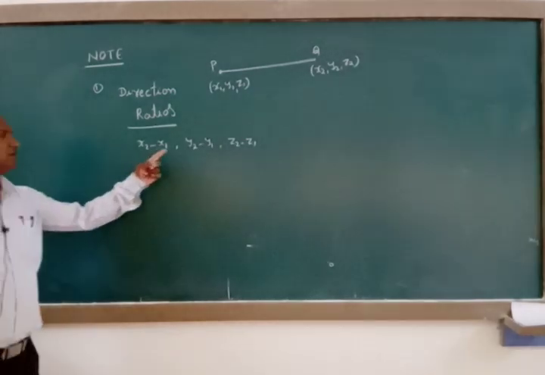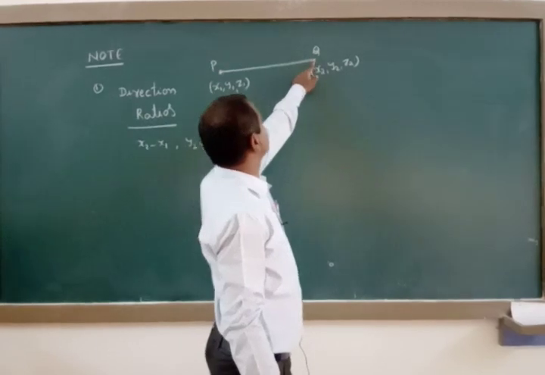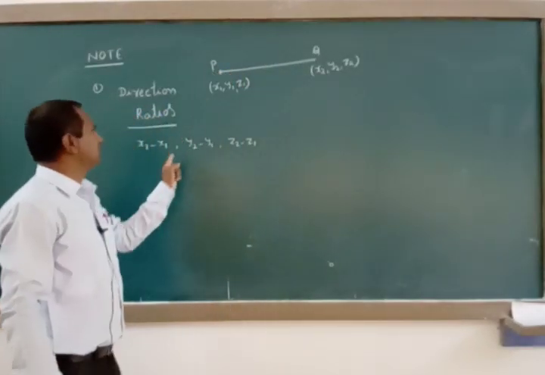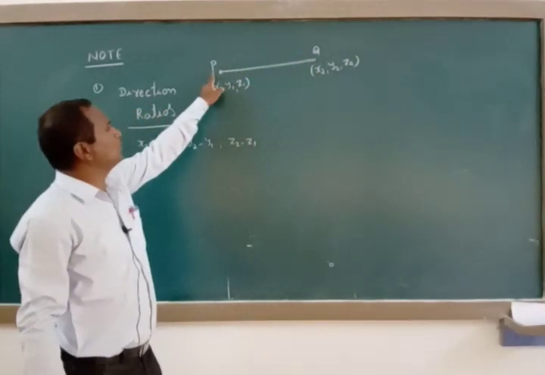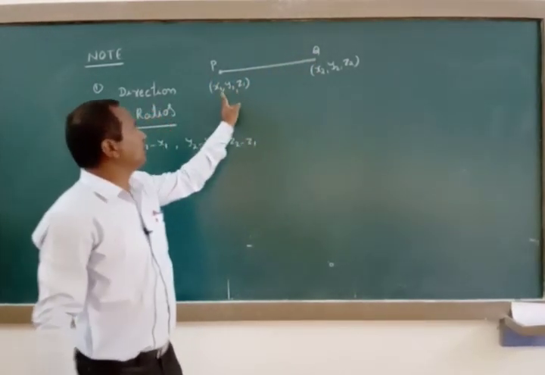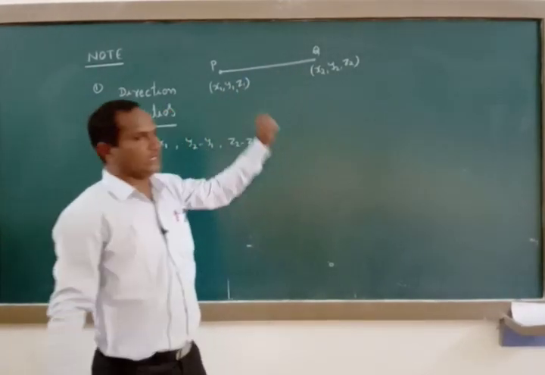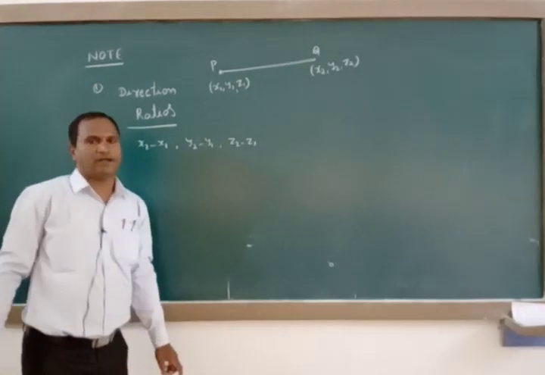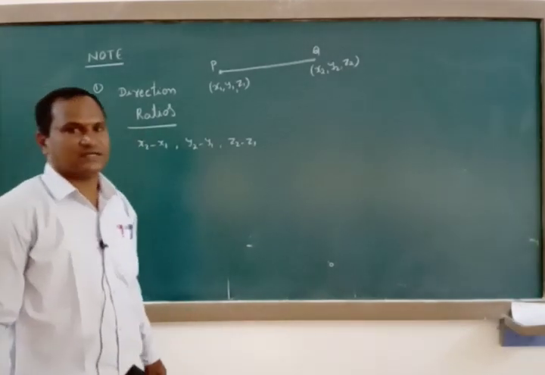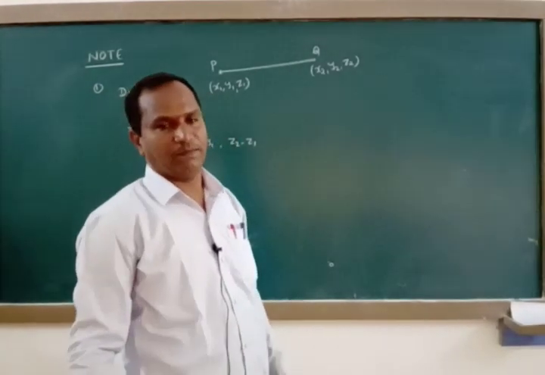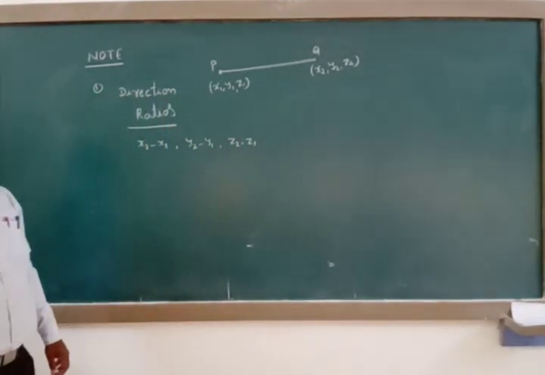How we are getting these values: according to vectors, position vector of Q minus position vector of P. Like vector OQ minus vector OP gives (x2 minus x1) i cap, (y2 minus y1) j cap, (z2 minus z1) k cap. Like that we get the vector PQ. In that vector PQ, we collect the coefficients of i cap, j cap and k cap. Those values are considered as the direction ratios of PQ.